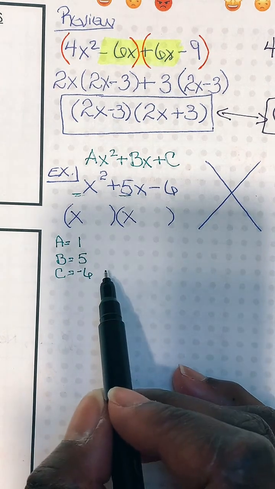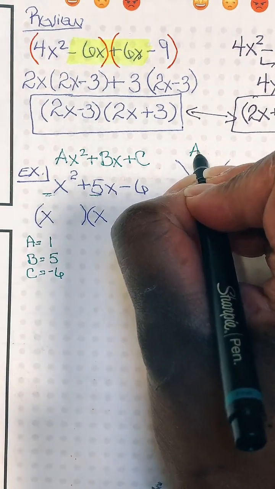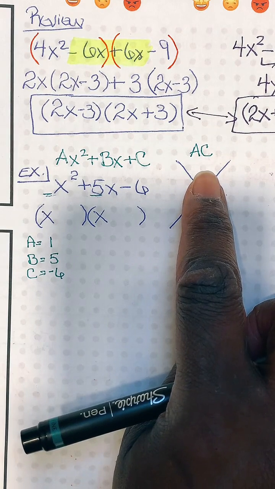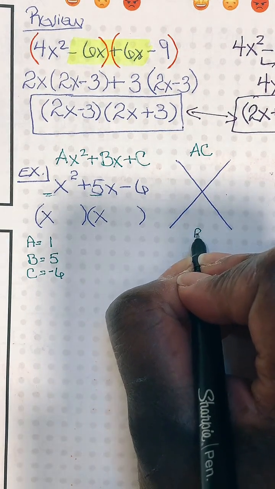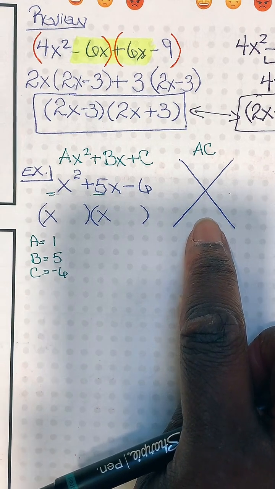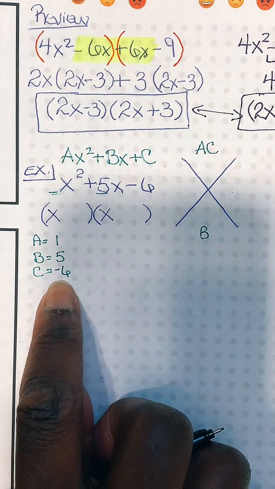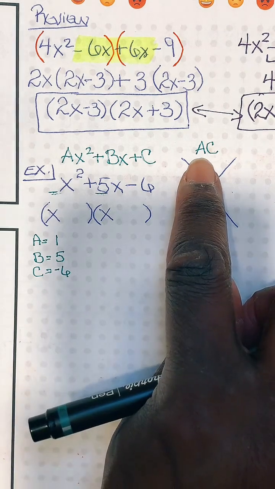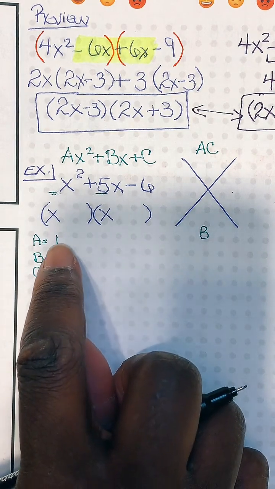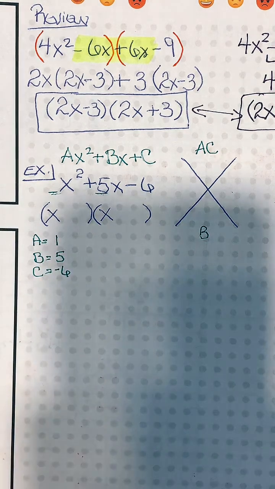So what we're doing next, okay, this is where it's going to come. We're going to multiply my A and my C, and we're going to put that answer in this spot. Then we're going to rewrite my B, and we're going to put it in this spot. All right, so my A is 1. My C is negative 6. So if I'm saying AC, that means I'm saying A times C. So what is, not to insult you, what is 1 times negative 6? Put that in the chat.